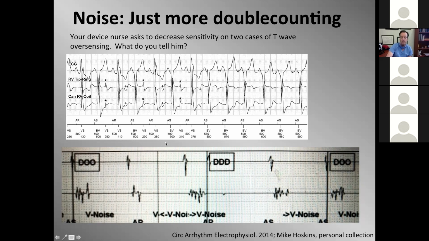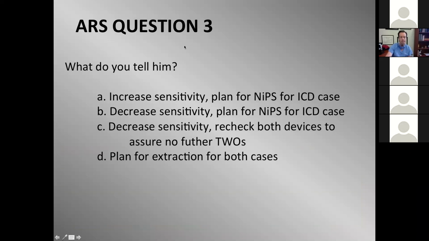So my take home here is that cyclical noise does not always equal T-wave or QRS double counting. So don't be dissuaded from worrying about these sorts of features, and look at the pattern, look at the waveform of the noise. If it's not consistent, or if it looks high frequency multi-component like this, worry. And the correct answer was plan for extraction. Good. All right.